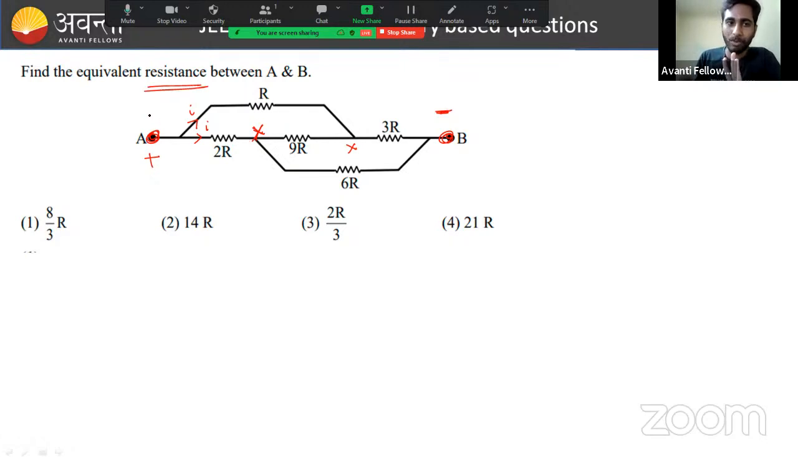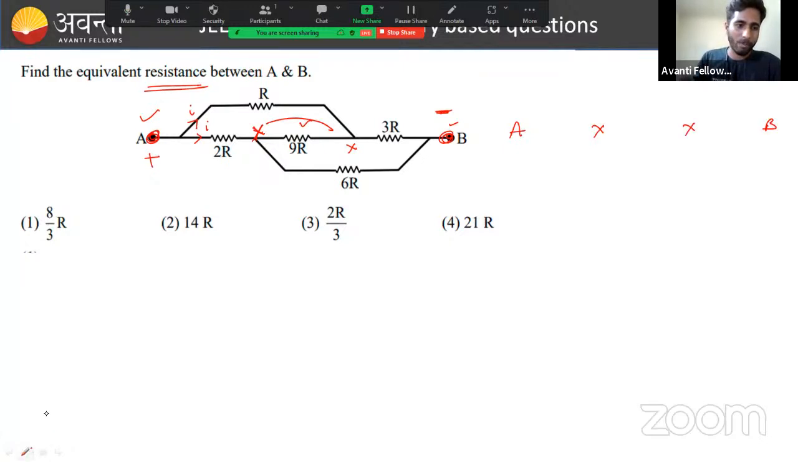Means totally we got 3 potentials: A, X, and this B. We'll write this one. Or else you can write A X X B also. I will show that one. Write like this: A X X B.